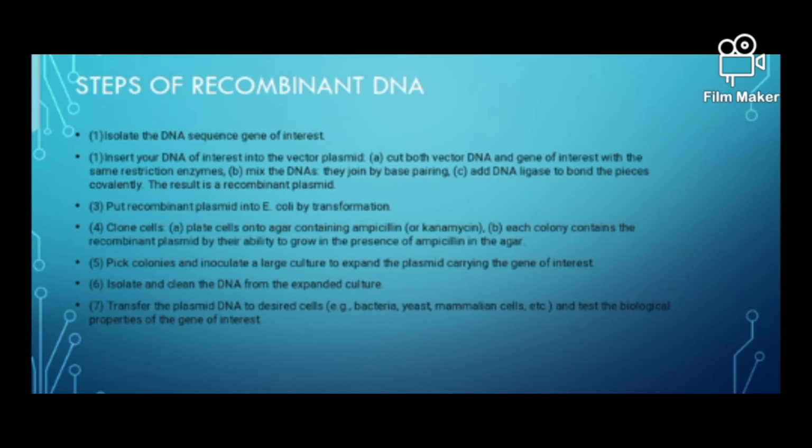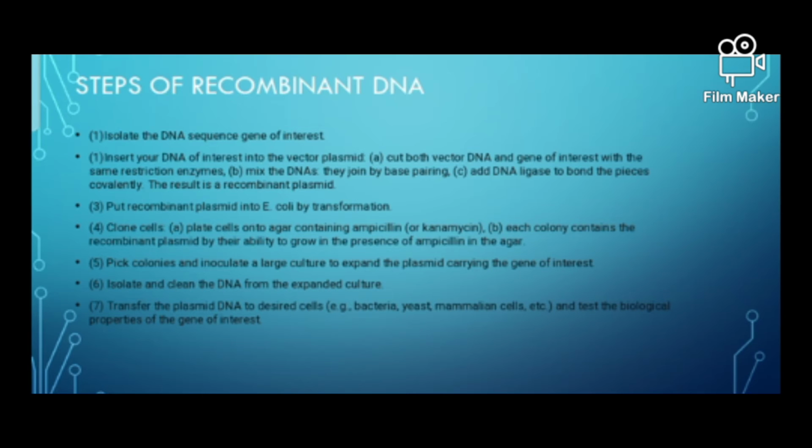Third step, we're gonna put the recombinant plasmid into E. coli by transformation. So we're gonna say the fourth step is to clone cells. Clone cells is to plate cells onto agar containing ampicillin or kanamycin. Each colony contains the recombinant plasmid, shown by their ability to grow in the presence of ampicillin in the agar.